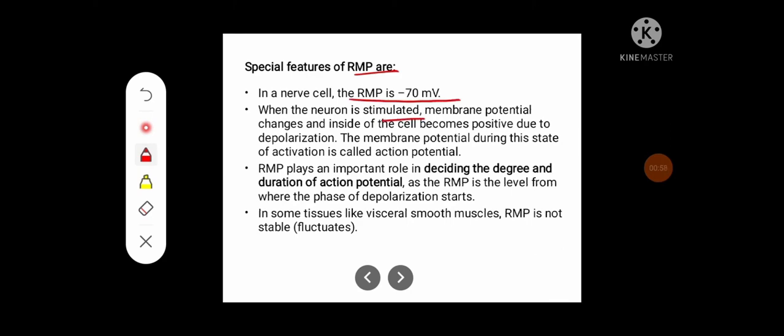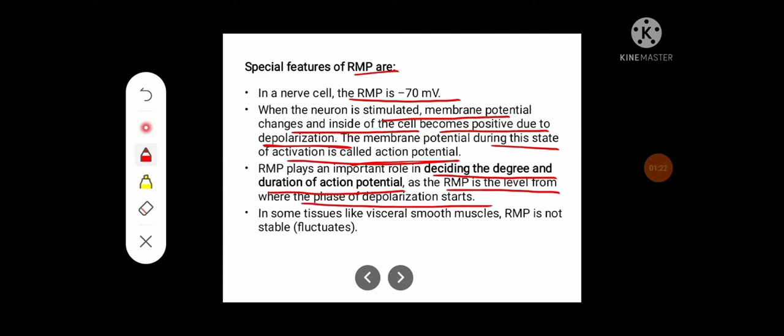When a neuron is stimulated, the membrane potential changes and the inside of the cell becomes positive due to depolarization. The membrane potential during this state of activation is called the action potential. RMP plays an important role in deciding the degree and duration of the action potential, as the RMP is the level from where the phase of depolarization starts. In some tissues, like visceral smooth muscles, the RMP is not stable; it keeps on fluctuating.